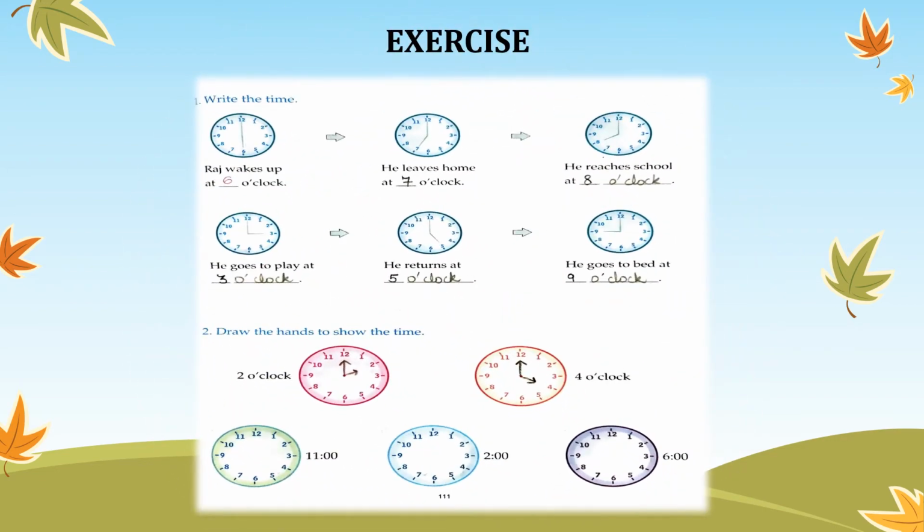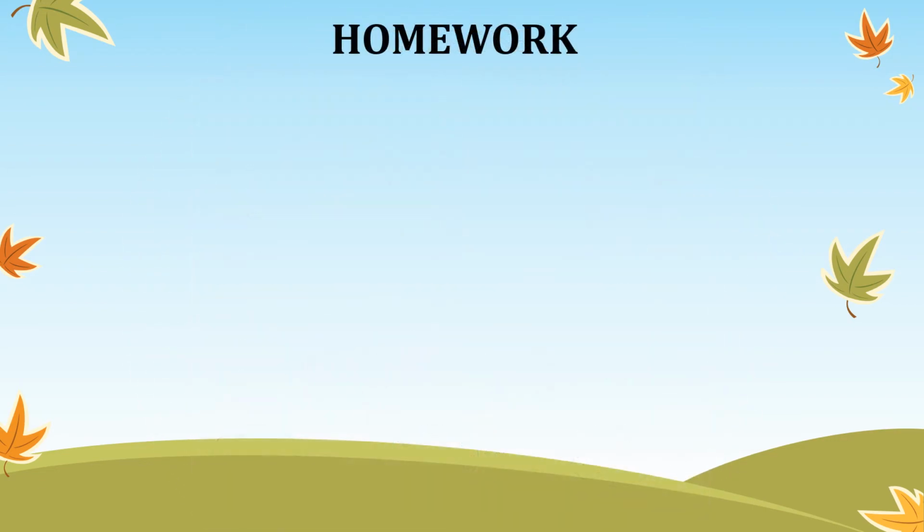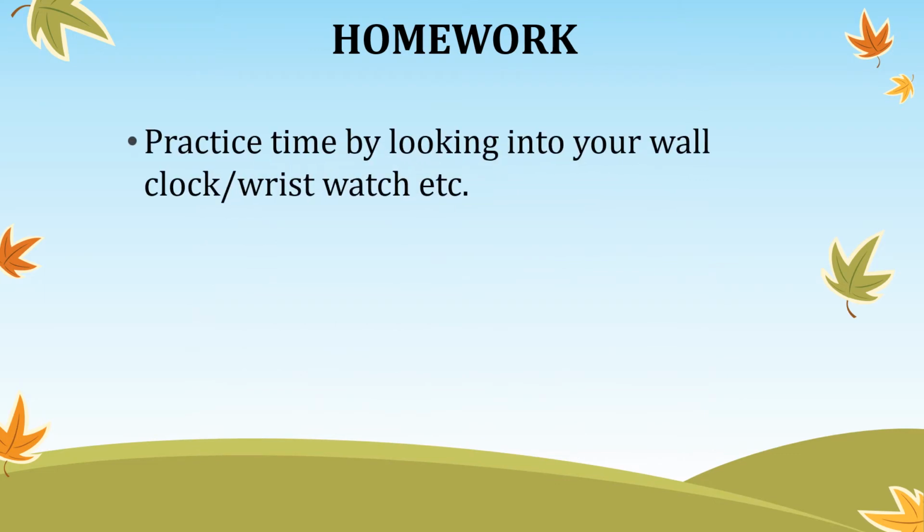Let's move to the next part, which is your homework section. In your homework, you have to practice time by looking into your wall clock or your wristwatch, or you can now practice it in your exercise book also. You can erase it and you can draw it. In your rough copies also, you can draw a clock. Your mother or father can help you out, or your brother and sister can help you out in drawing out the clock, and then you will draw the time.